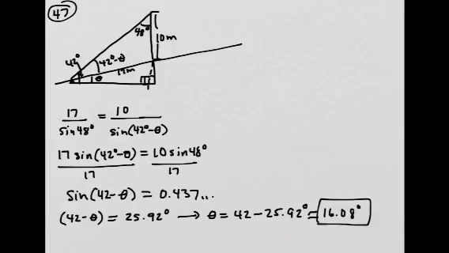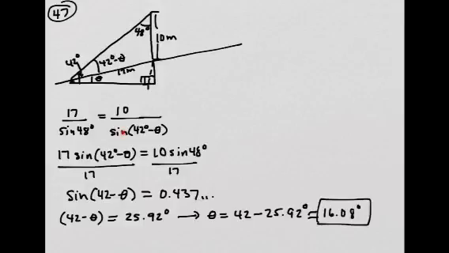Okay, so here's the drawing for 47. You're looking for this angle right here. Now notice that you have opposites. If you look at this triangle on the top here, you've got 17 and you've got 48 degrees. And then you have 10 and you have this angle written with this expression, okay? Because it's 42 from here to here, and this is theta, so that means that this would be 42 minus theta. So here's a proportion right here. 17 over sine 48 equals 10 over sine of 42 minus theta.